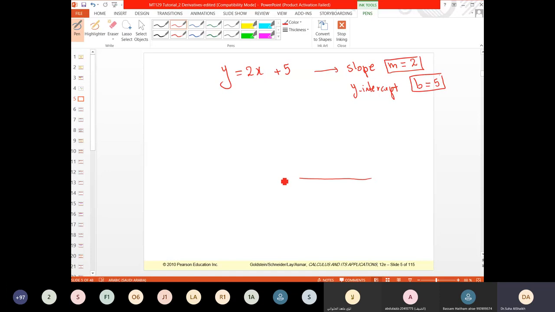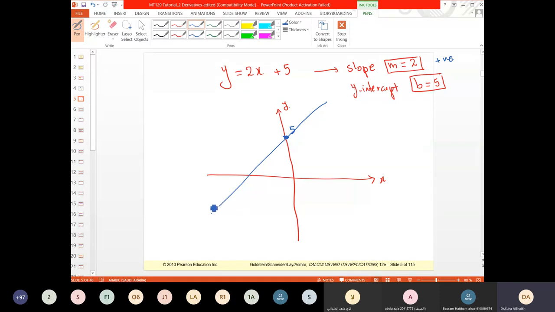So if I want to draw this, this is my x-axis and this is my y-axis. I will cut y at 5, and this will be my line. Notice that the slope is positive. The slope being positive means the line is going up.